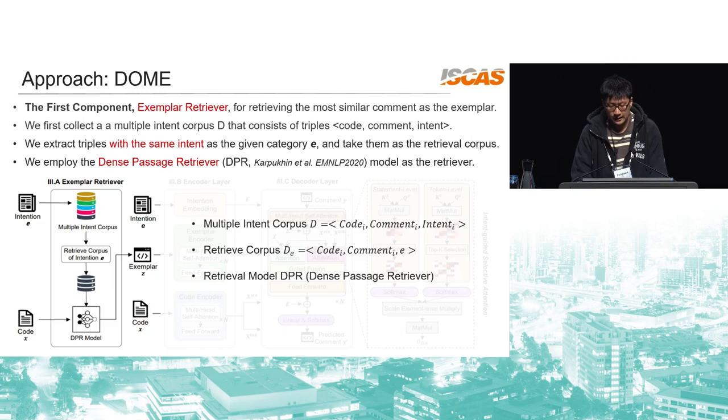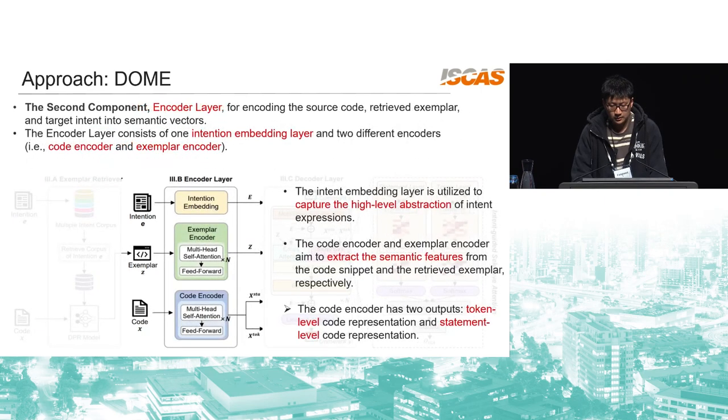Given a code snippet X and an intent category E, we extract triples with the same intent as the given intent category from the corpus D, and take them as the retrieval corpus D_E. Then we employ the dense passage retrieval model to retrieve the most similar code from the retrieval corpus and treat its comment as an exemplar. The second component is the encoder layer, which is used to encode the source code, the retrieved exemplar, and the target intent into semantic vectors. The encoder layer consists of an intent embedding layer, a code encoder, and an exemplar encoder. Specifically, the intent embedding layer is utilized to capture the high-level abstraction of intent expressions.